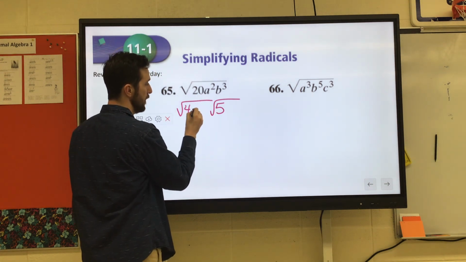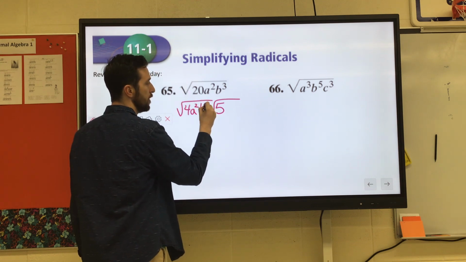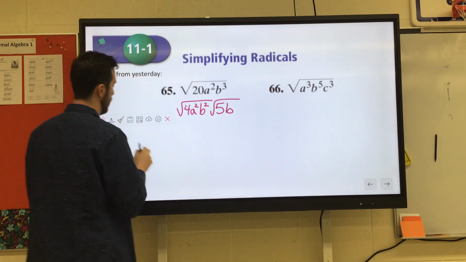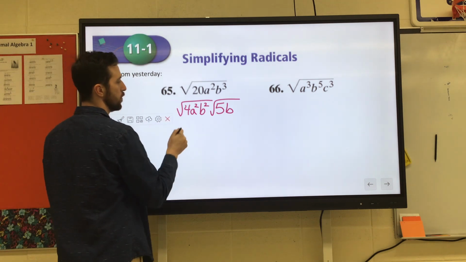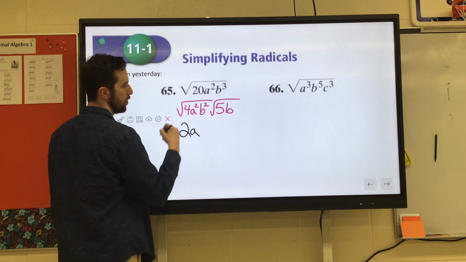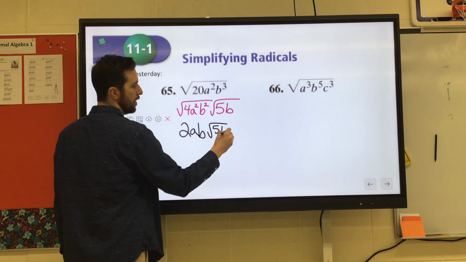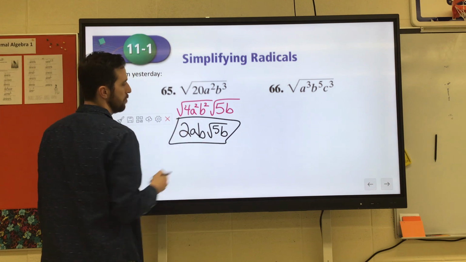So a squared, that's all gravy. B to the third, we could put 2 there. And then 1 goes in the leftover pile. When we square root 4, we get 2. Square root of a squared, a to the first. Square root of b squared, b to the first. We got our root 5b, and that is beautiful.